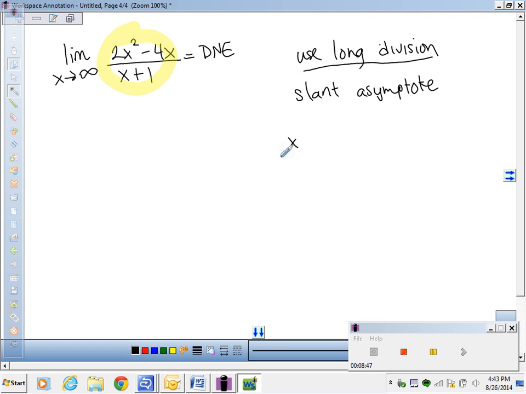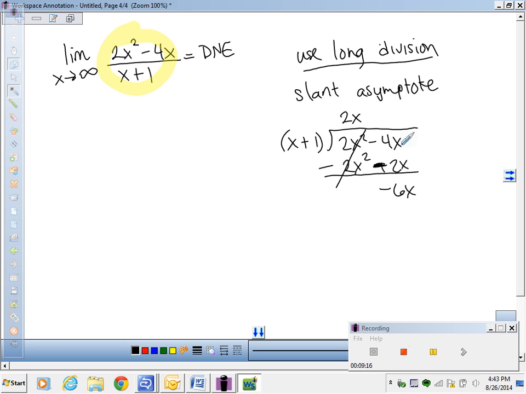So I'm going to divide 2x squared minus 4x by x plus 1. So I want to match those first coefficients, so I'm going to multiply by 2x. So 2x times x plus 1, I'm going to get 2x squared, and then 2x times 1 is going to be plus 2x, and I'm going to subtract that. So those cancel, and this becomes a minus, so that becomes negative 6x. There's nothing here, so plus 0.